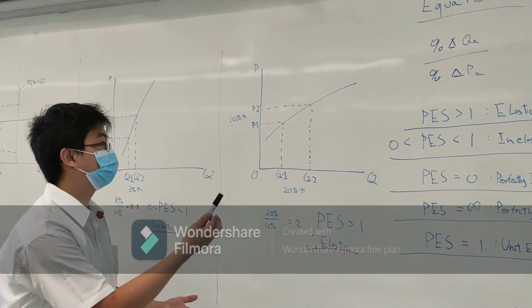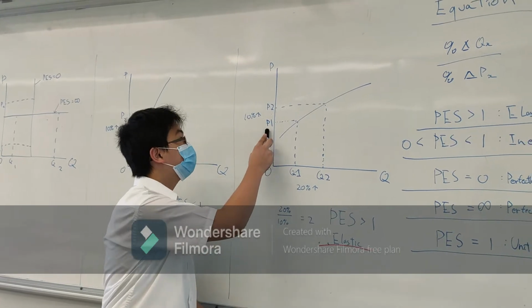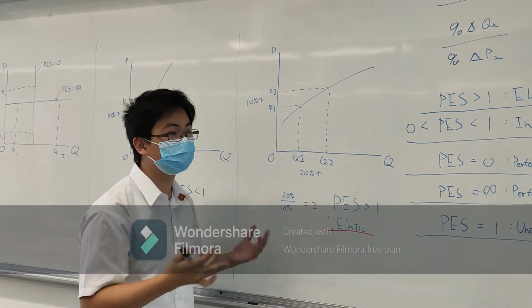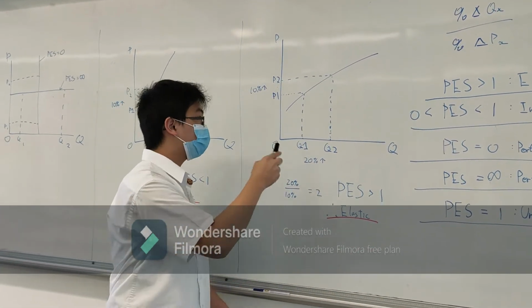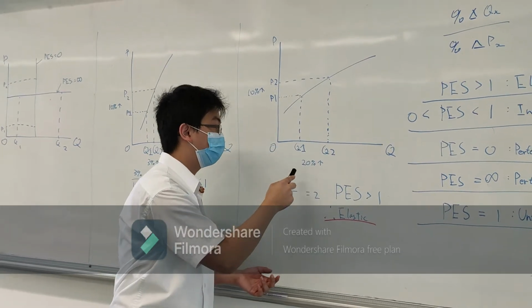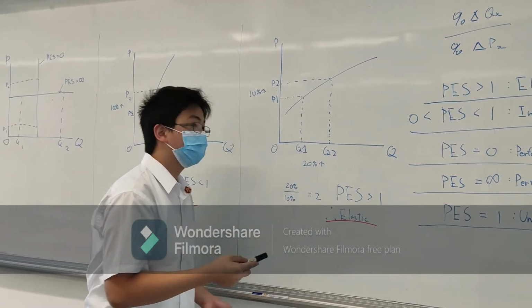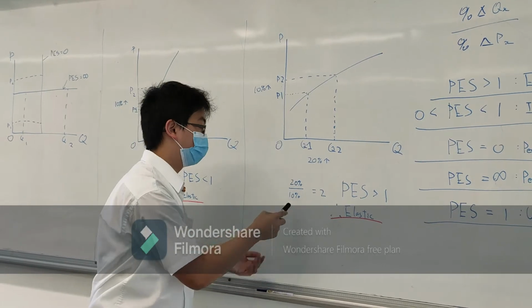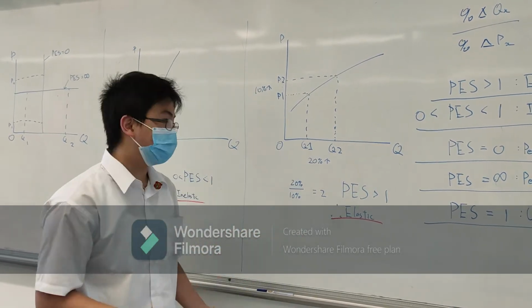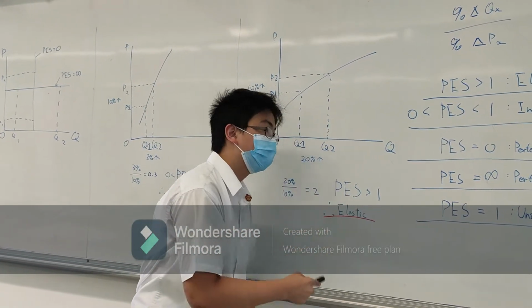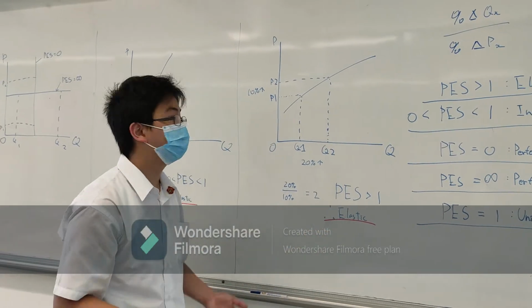Firstly, an elastic case. You see, when the price changes from P1 to P2, it increases by 10% in this case. And the quantity increases by 20%. So when we plug in the numbers, we get 20 over 10, which means it's 2. So what does that mean? It means the PES is bigger than 1. So it's an elastic case.